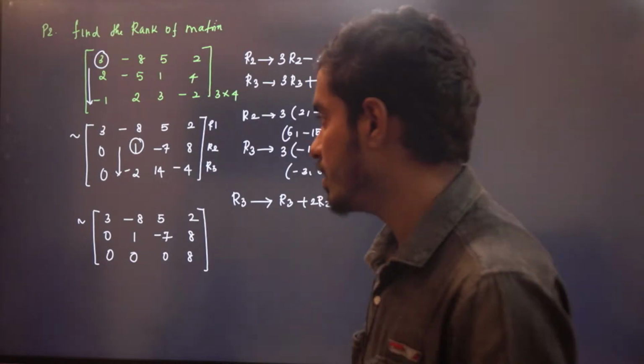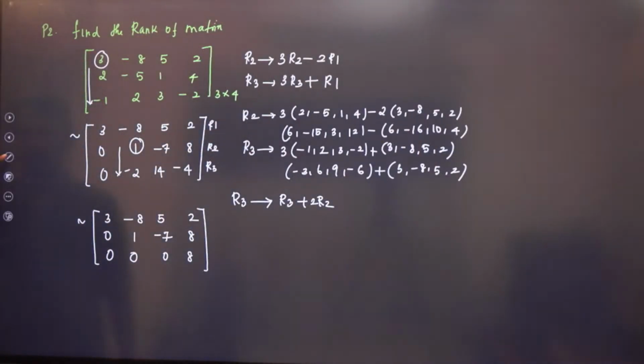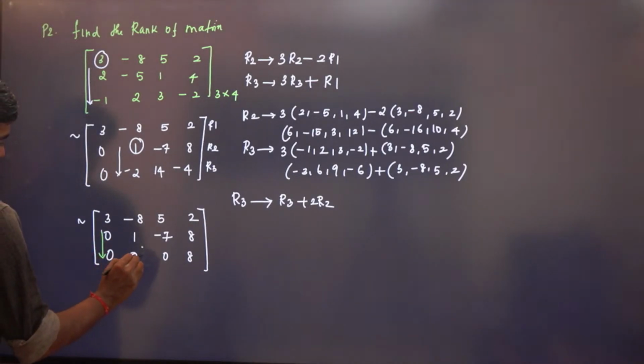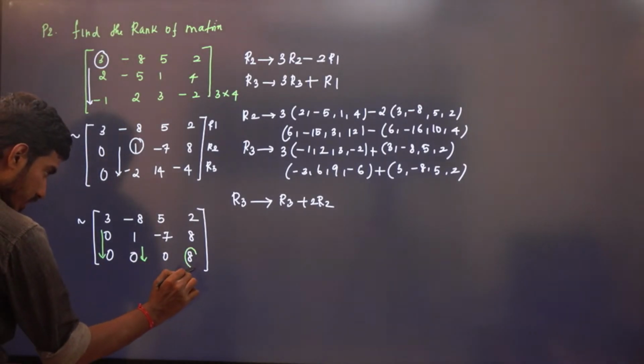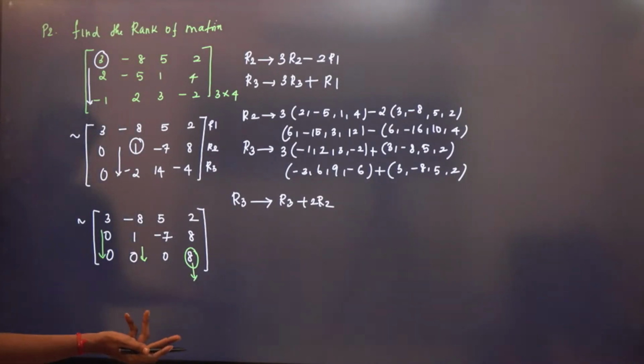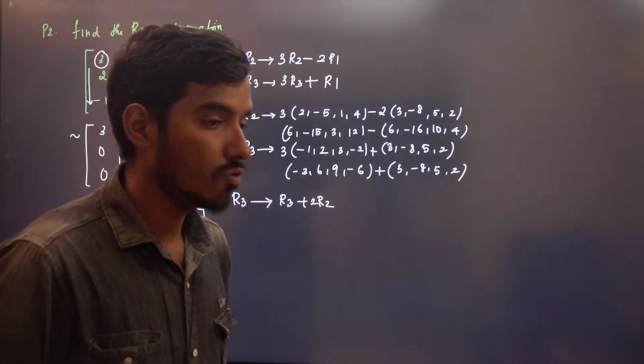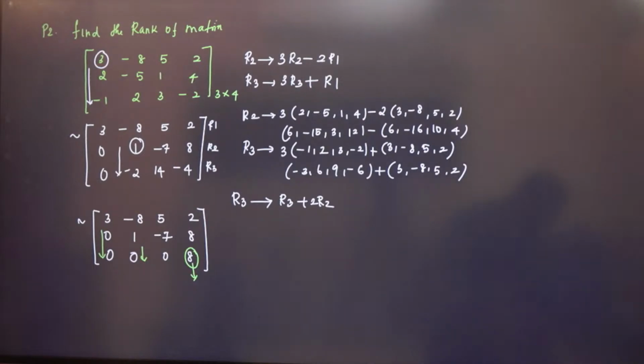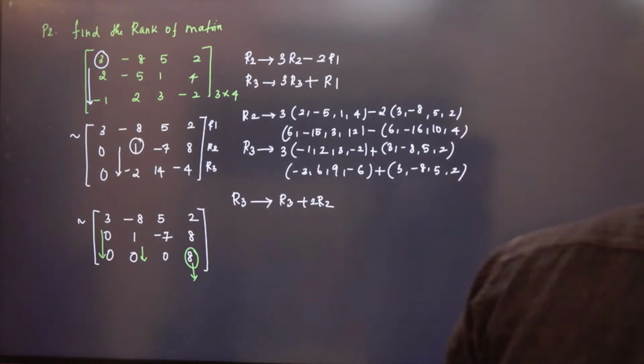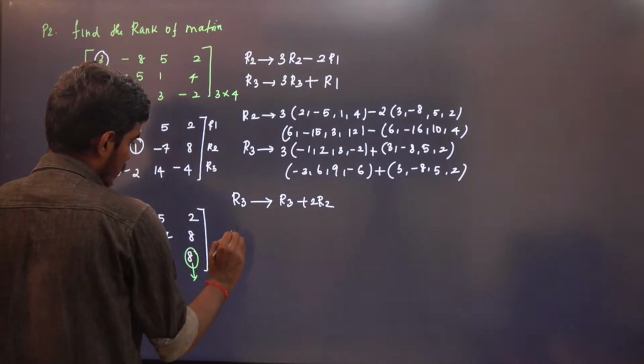Yes. Now we can see this is in row echelon form, right? First row, first non-zero element. Below that everything is 0. Good. Second row, first non-zero element. Below that everything is 0. Third row, first non-zero element is 8, but below there is nothing. You can stop. First row, first non-zero element, below element is 0. Second row, first non-zero element is 1, below that everything is 0. In third row, the first non-zero element is 8. Below that everything has to be 0, but here there is no below element. So we can stop the process. This is in row echelon form.